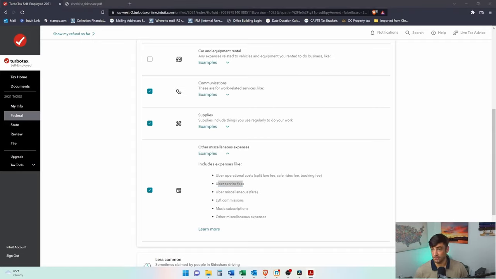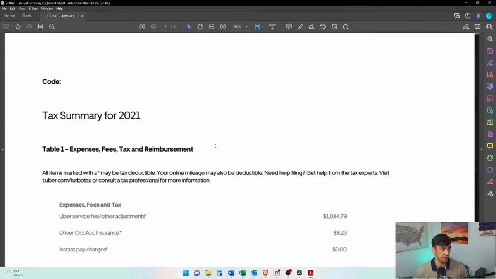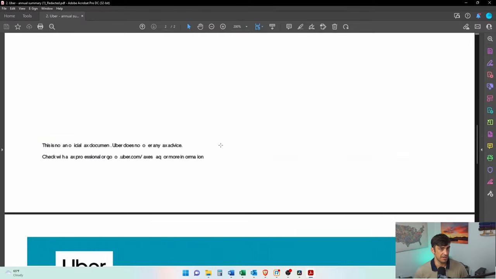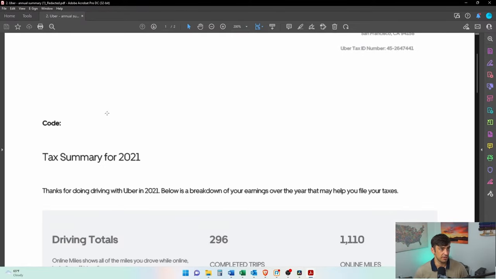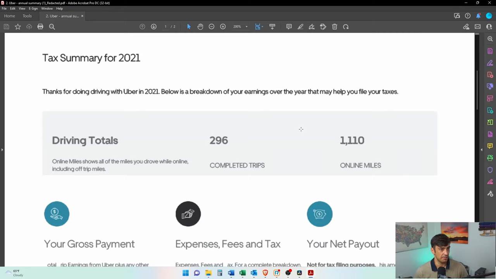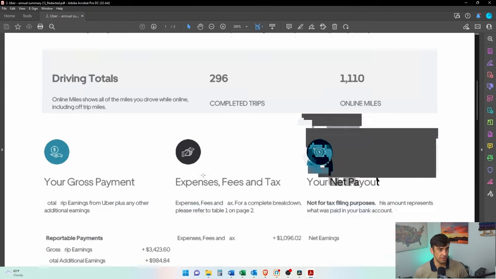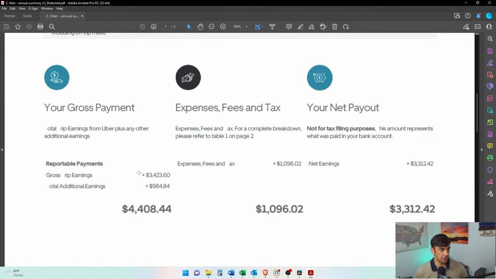Yeah, you'll definitely want to get a copy of that too. Let's see here, this thing here. Uber will have this on your account. What do they call this? Tax summary? Yeah, tax summary is what this is. On here it's going to have how many miles you drove online, so that's when a client was actually in the car. How many trips. And then your gross earnings, and you'll see these line up with the 1099s that we got, right?